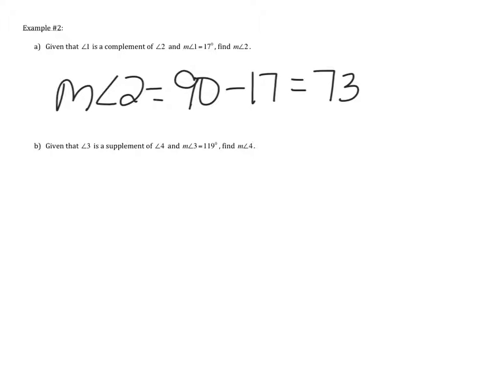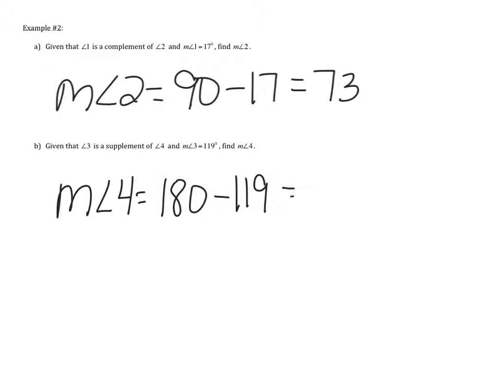So this time I'm going to find the measure of angle 4 by taking 180 rather than 90 like the last time, minus the 119. 180 minus 119 is 61 degrees. And I realize I forgot to put the degree symbol up here. Always label your answers.